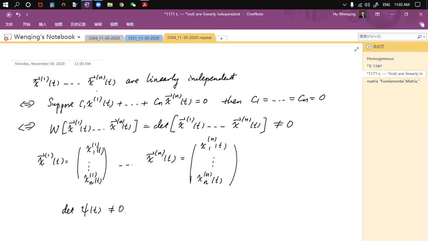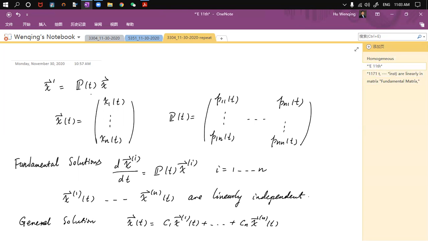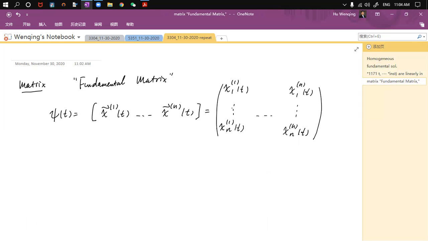Once you're given a homogeneous equation, you find the fundamental solutions, which are x1 of t up to xn of t. As long as you have the fundamental solutions, you put all of them together as column vectors in a row, and that forms a fundamental matrix. So this is what we want to say about the definition of fundamental matrices.